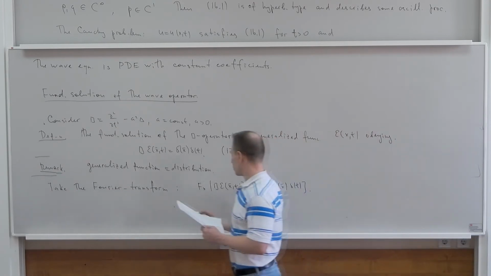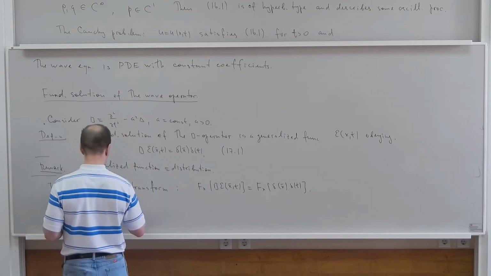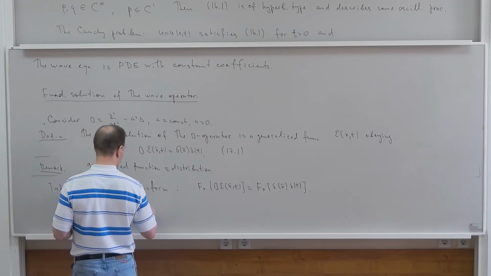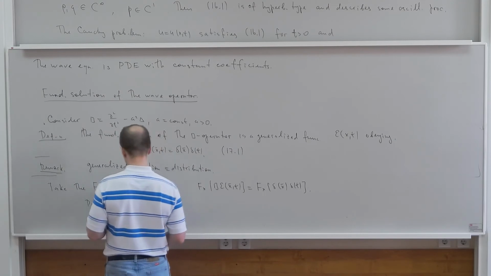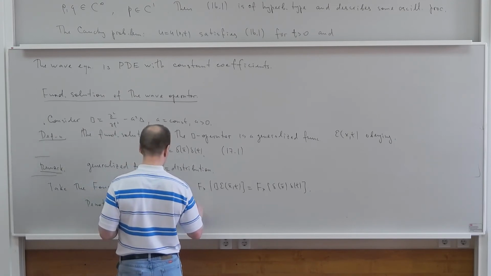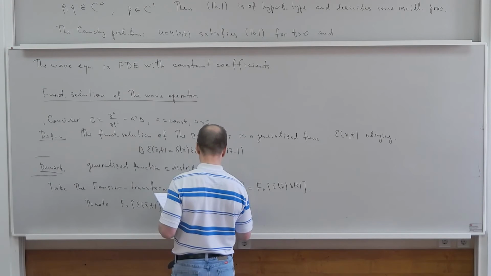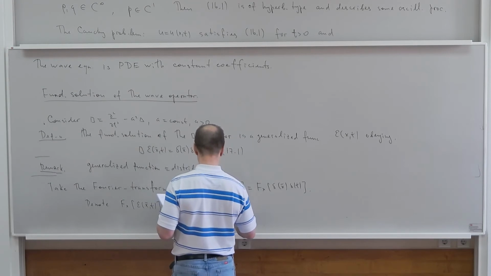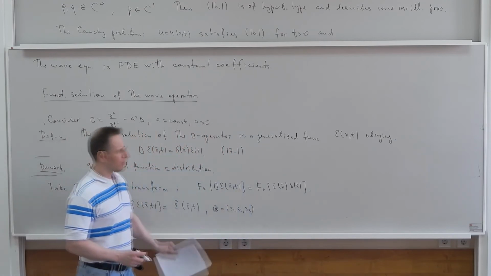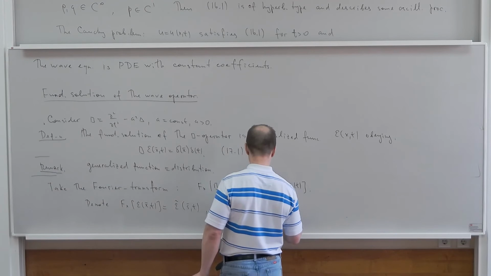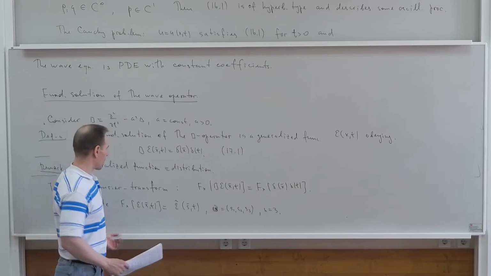Then denote the Fourier transform of the fundamental solution with respect to variables x as E tilde of s, t, where s is the type of variables for three-dimensional space. And n is equal to 3, and this s is some vector.